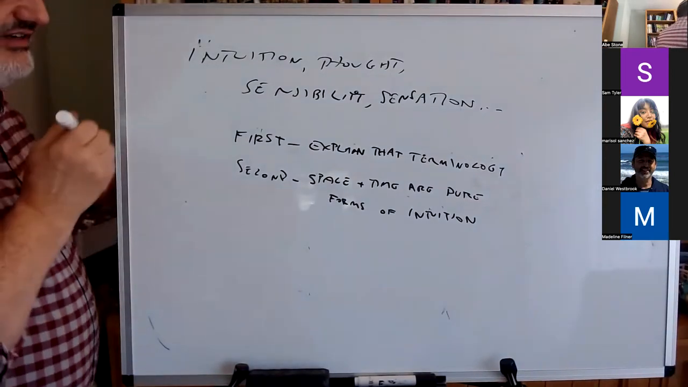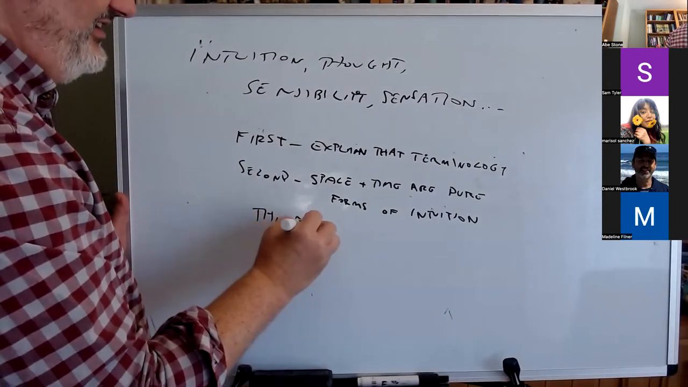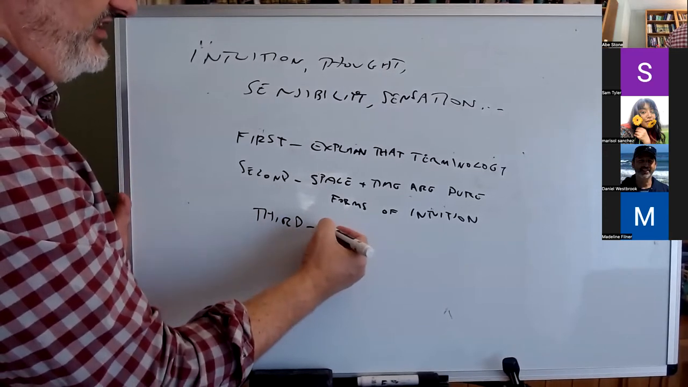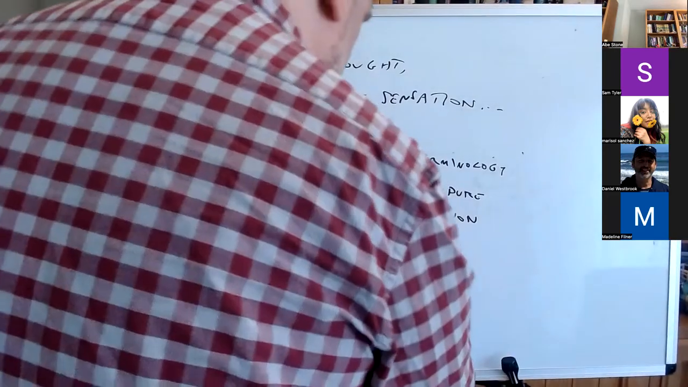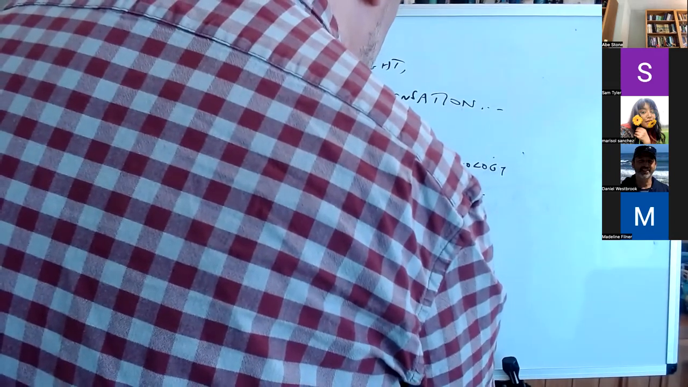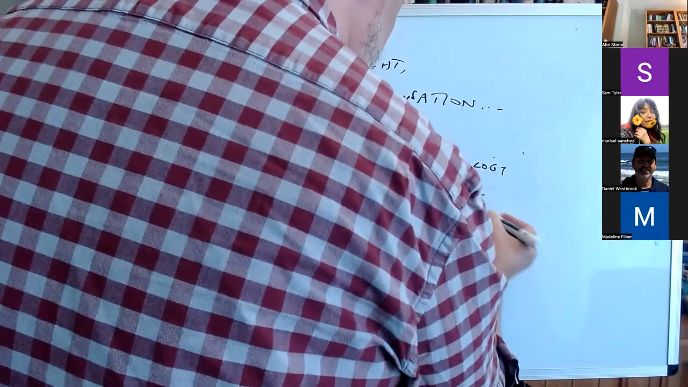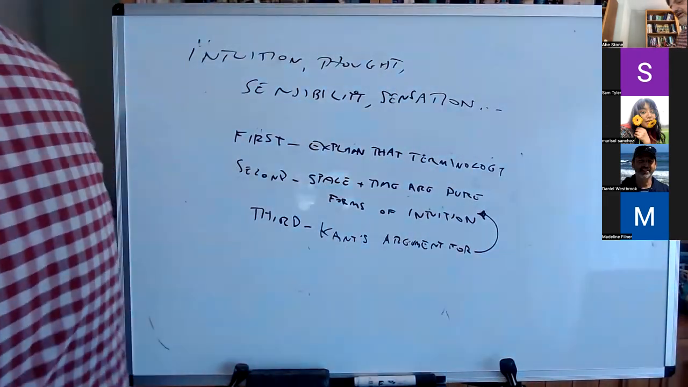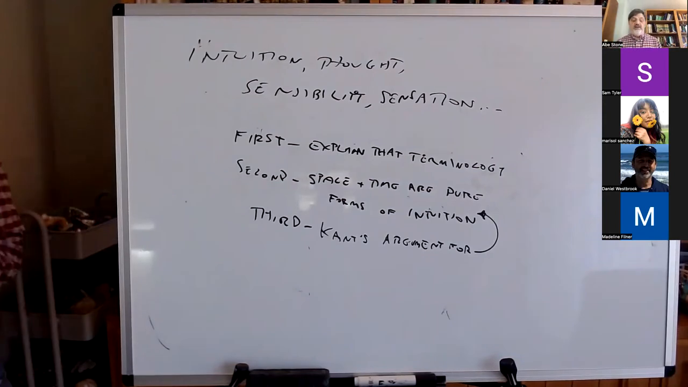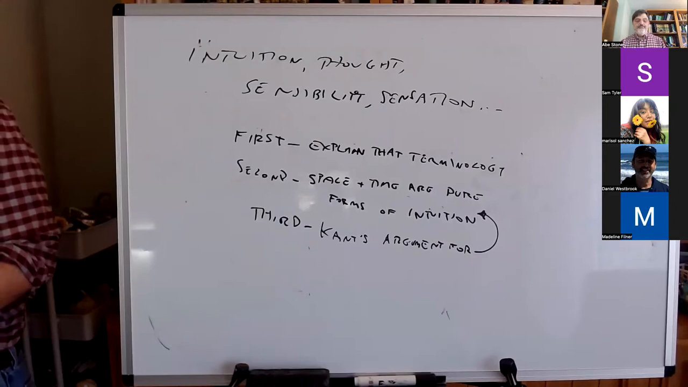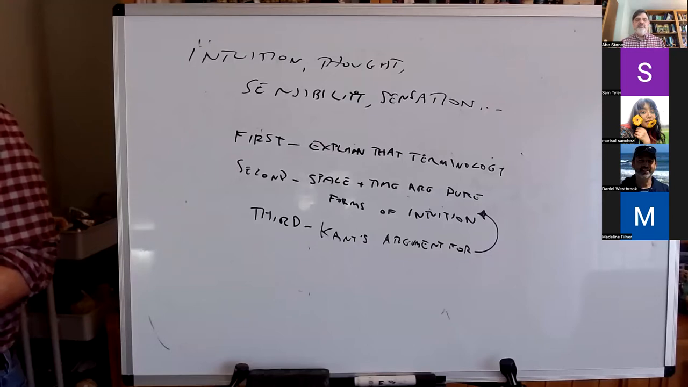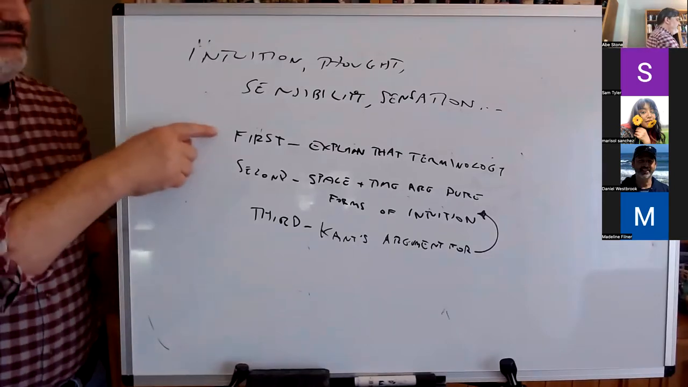And then third, if I have time, I hope to get to this, I'll also explain Kant's argument for the above, that is how Kant tries to prove that space and time are the pure forms of intuition. If I don't get to that or don't get into enough of it this time, it will probably run over into next time. But I'm going to start with this one first.